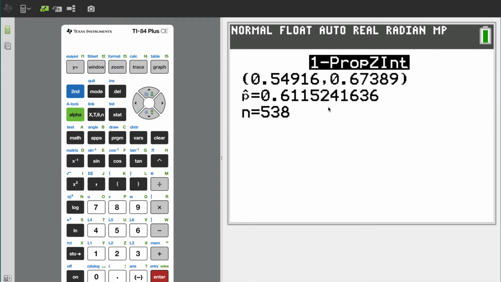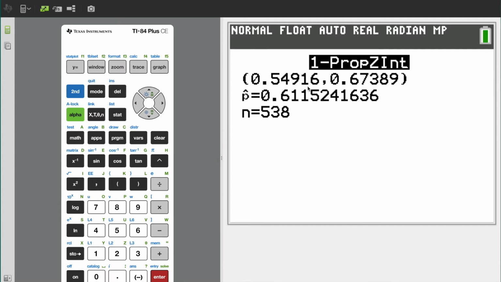And this is nice because it gives you a little bit of information. It still has your sample size. It has your p-hat, so it's telling you that's your midpoint. 0.6115 is your midpoint, and that could be useful if you need to find the margin of error or just helping you know where the middle of our interval is. And the interval is 0.54916 to 0.67389.